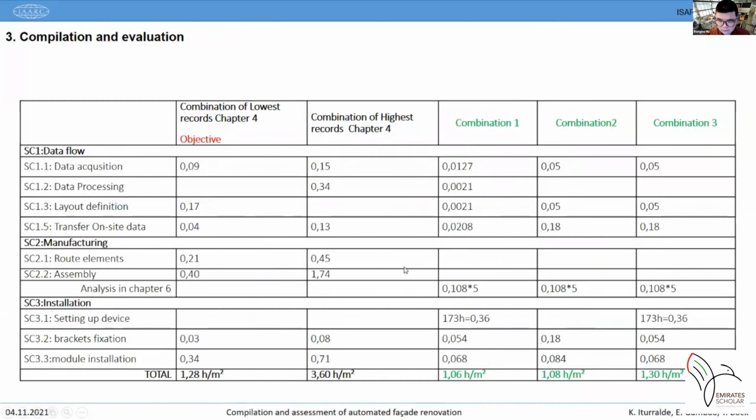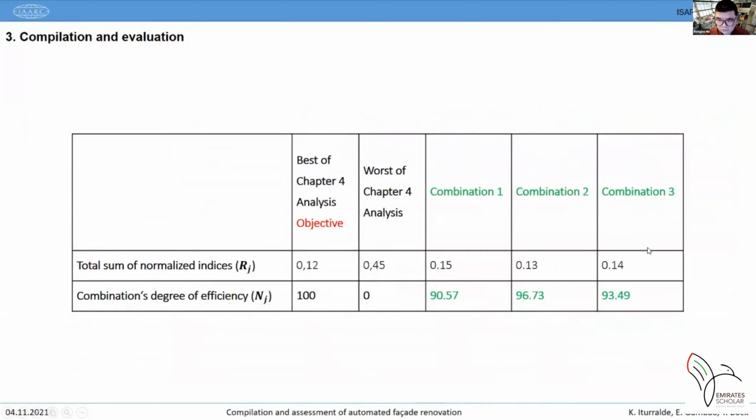But time by itself is not the only proper parameter. We also need to calculate the accuracy of the solutions. Therefore, by using some other calculations, each of the combinations was also assessed with regard to accuracy.